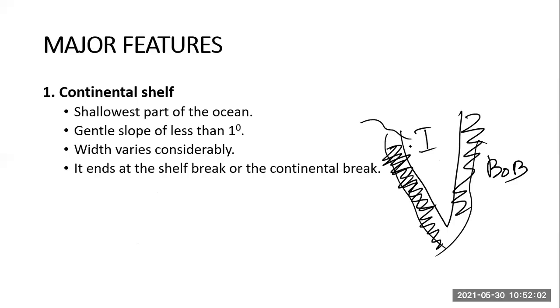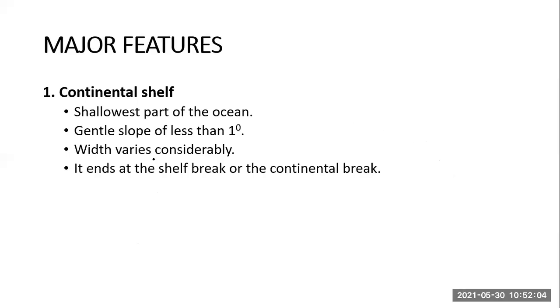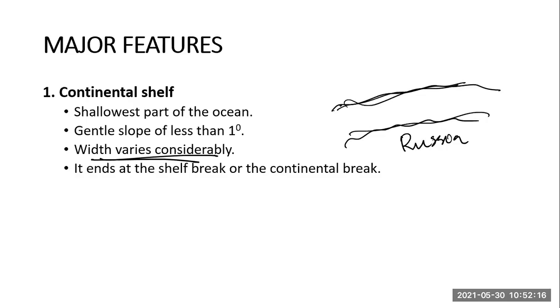But if you look at the extent of this continental shelf region, we observe that the width varies considerably. I will give an example. For example, the Arctic shelf of Russia. Towards the northern side of Russia, we have the Siberian shelf, which is one of the widest in the world, having a width of close to 1,500 kilometers.